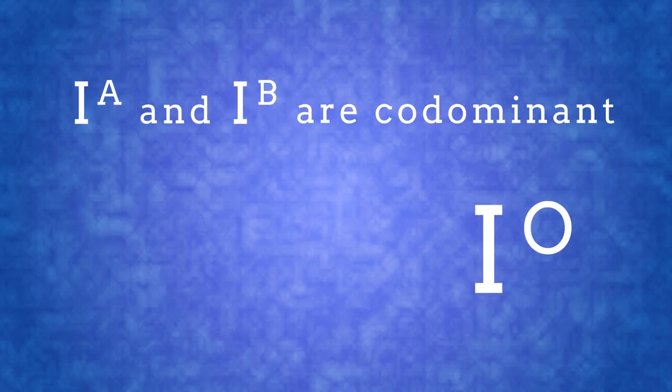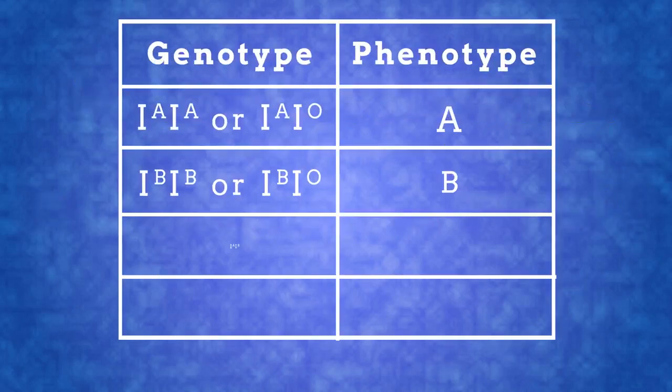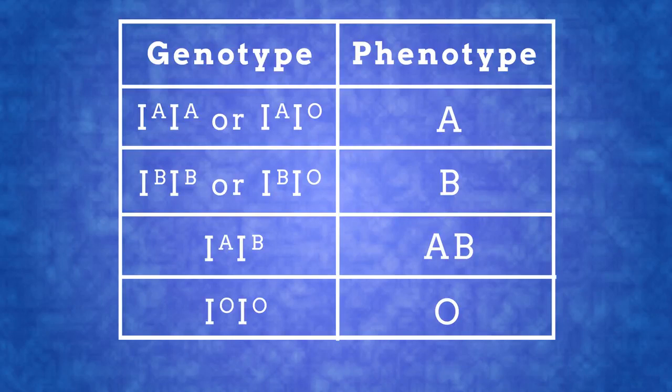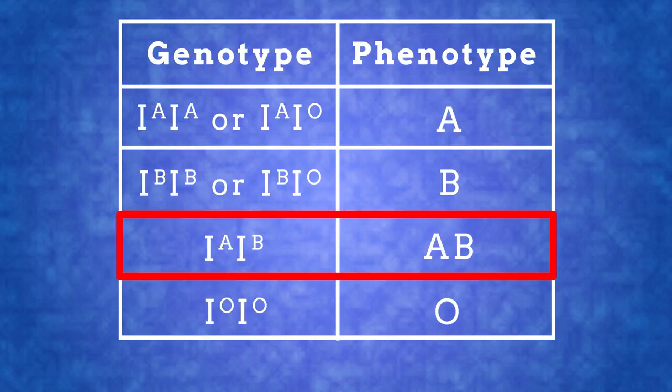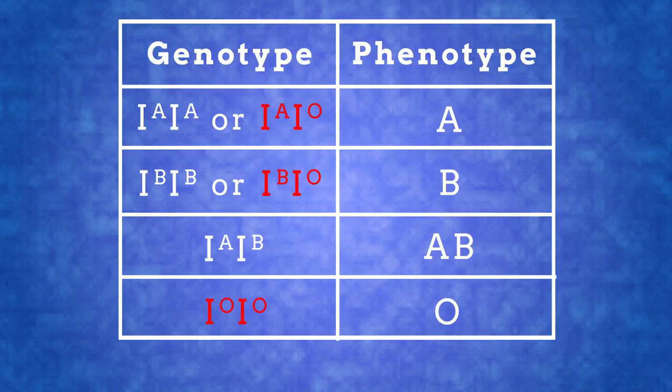IA and IB are codominant. IO is recessive to both IA and IB. These genotypes give these phenotypes. So if you inherit IA from your mother and IB from your father, you will be blood group AB. To be blood group O, both your parents must have at least one IO allele. Your parents could be any of these 3 genotypes.